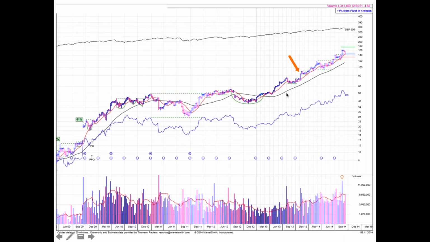And here's the aftermath here. You get a massive move, forms another base, gives you some more opportunities. And again, notice it's not perfect. Not every up week is on huge volume. But overall, anyone who looks at charts will tell you, the buying pressure is more prevalent in this stock than the selling pressure.